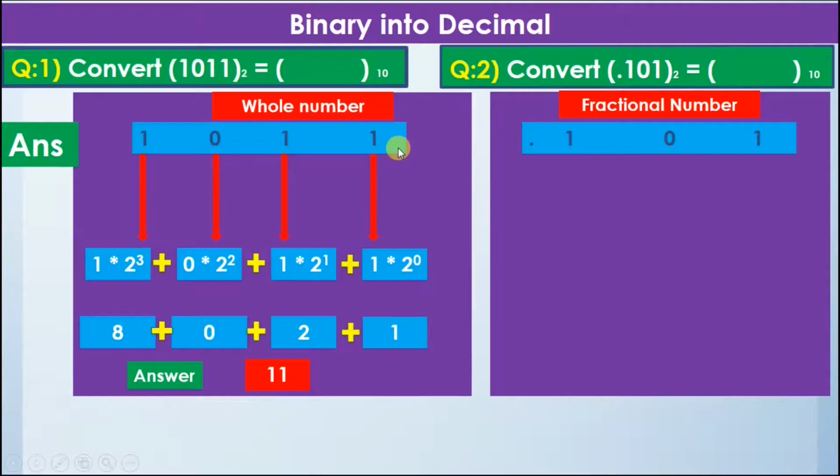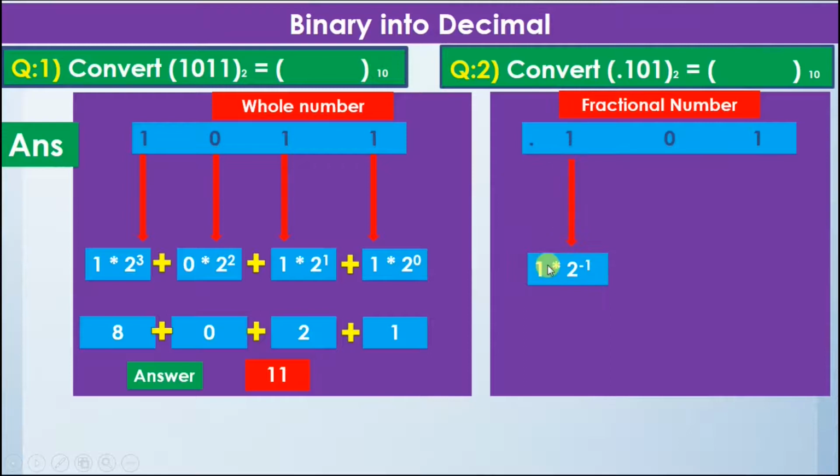Remember, in case of a whole number, we have a decimal point here, which is normally optional. We can write it or we can omit it. We multiply the numbers with powers of 2 while going away from the decimal point, that is from right to left side. And in case of a fractional number, we will move away from the decimal point, that is from left to right side. Remember this point. In the same way as we did previously, we will move away from the decimal point.